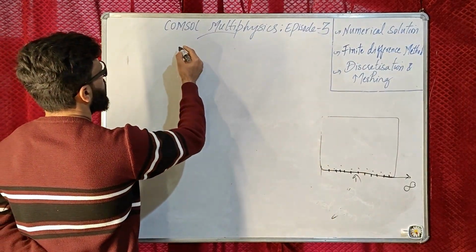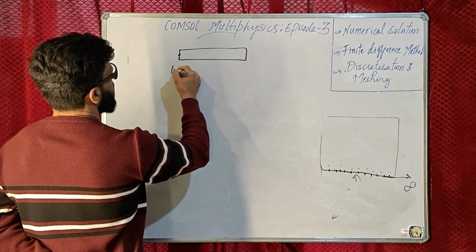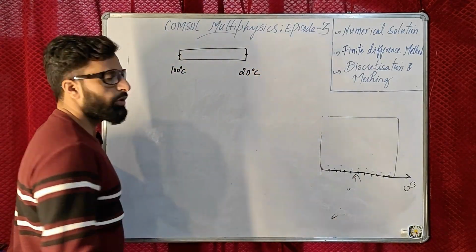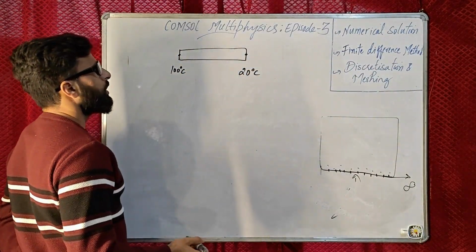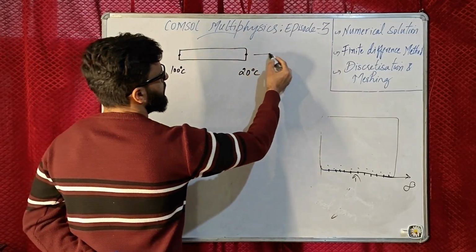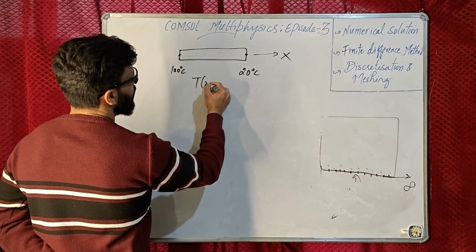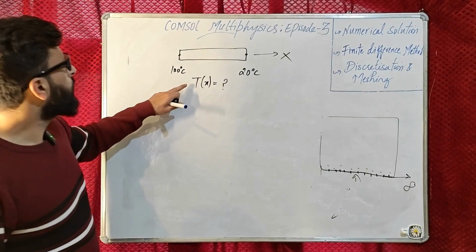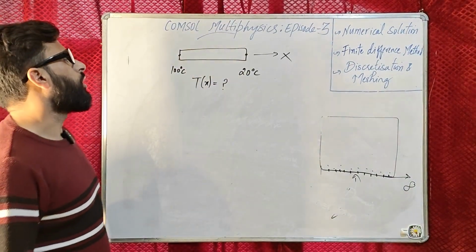So suppose there's a rod, and one of its ends is at 100 degrees Celsius and the other end is at 20 degrees Celsius. And what we want to know is how the temperature varies from one section to another section of the rod in this direction. Say this is the x direction. We want to know that. In other words, we want to know what is T of x, the temperature distribution throughout this rod.